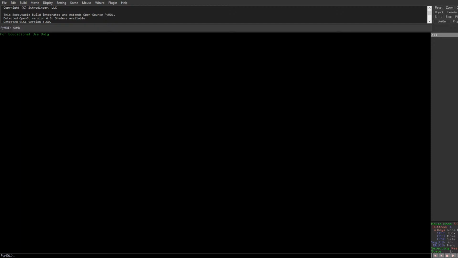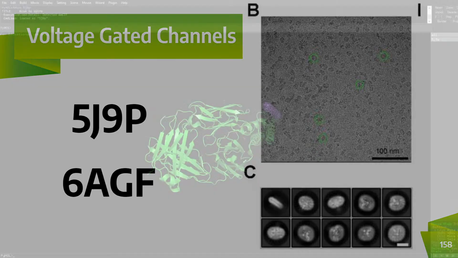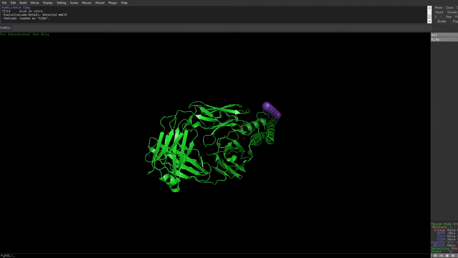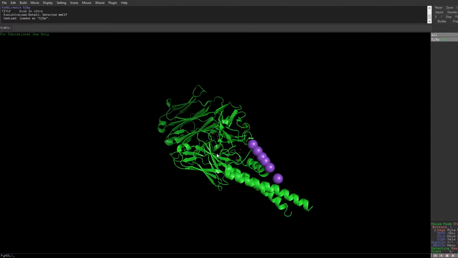So, actually, let me show you the accession number again. Today we're going to type in fetch and then 5J9P. Also, if you want to see it, the accession number is always written on the top right, in the right bar of PyMol, if you don't give it a different name.